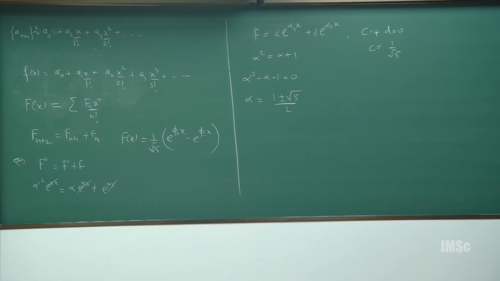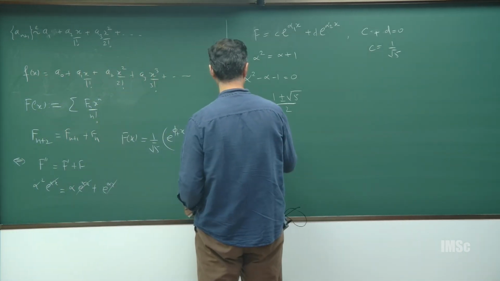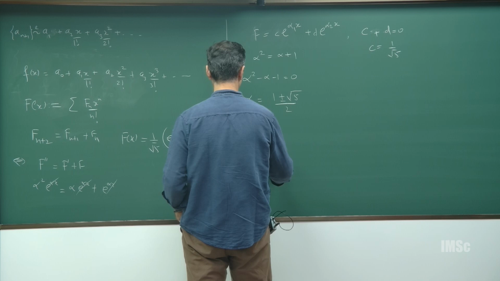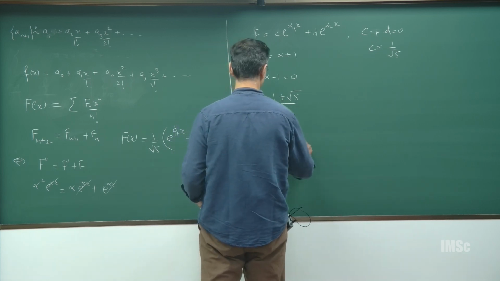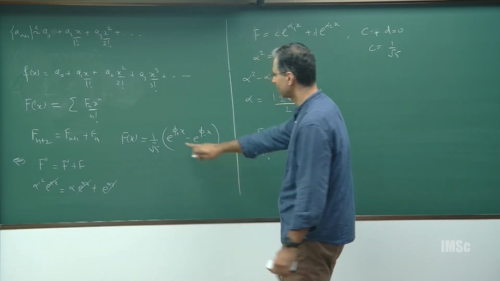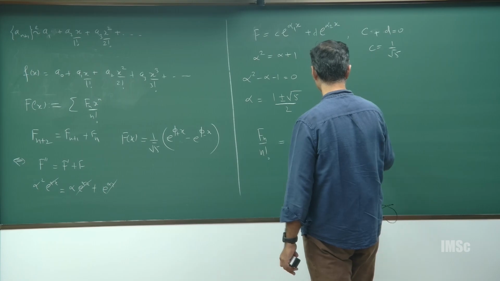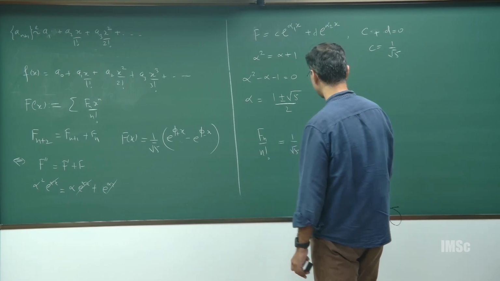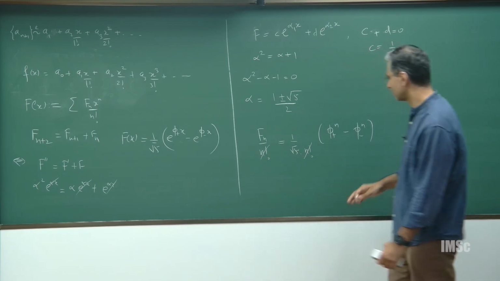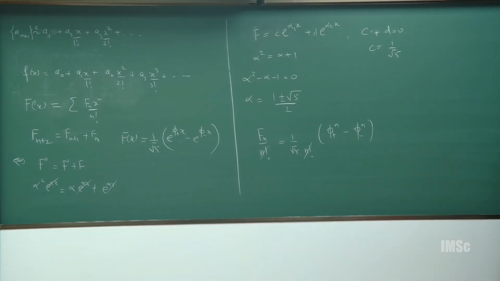Does this match with what we had yesterday? We had the nth coefficient as phi plus raised to n. So if you now equate the coefficients of x raised to n, what will you get? The coefficient of x raised to n is 1 by square root 5 times n factorial, times phi plus raised to n minus phi minus raised to n. So the n factorials cancel, and we have the same formula for the Fibonacci number.